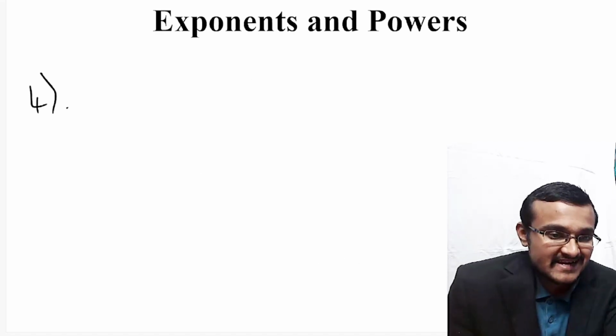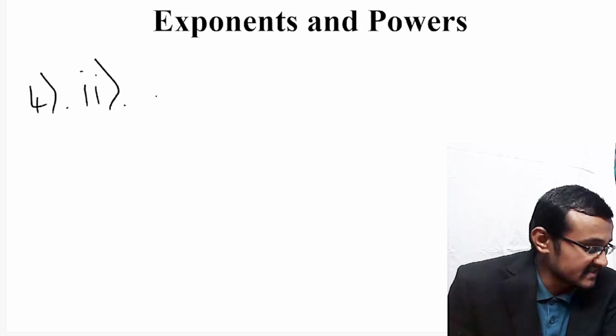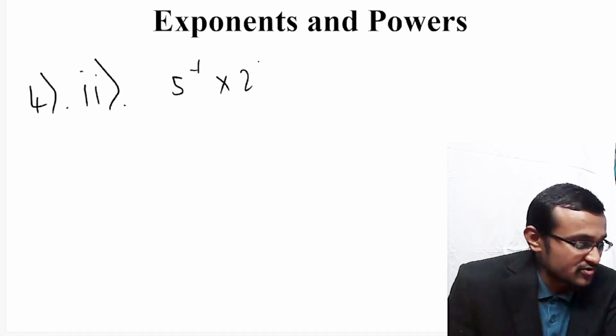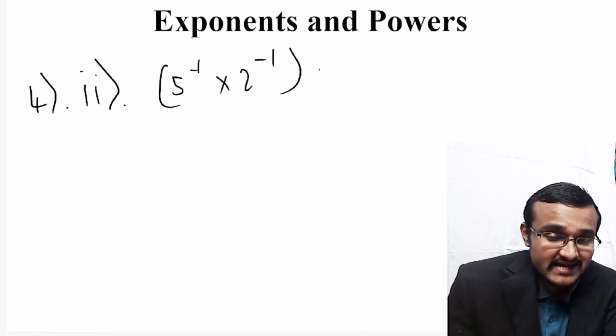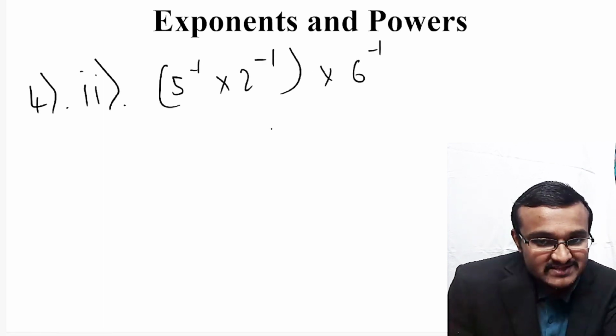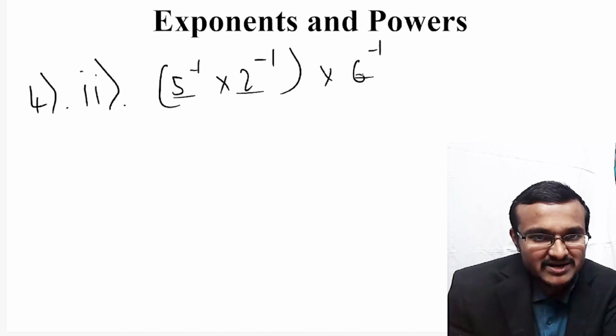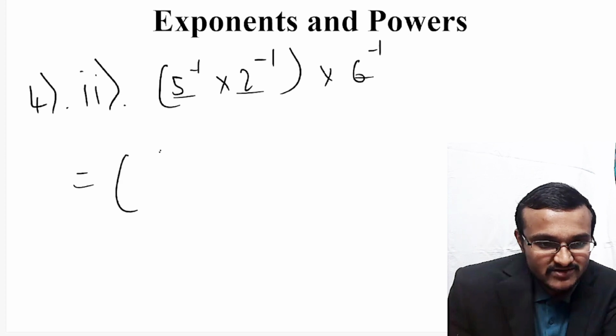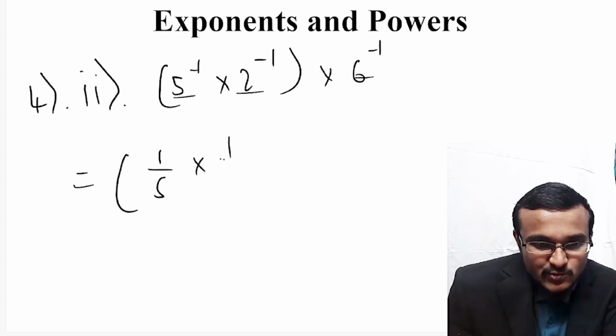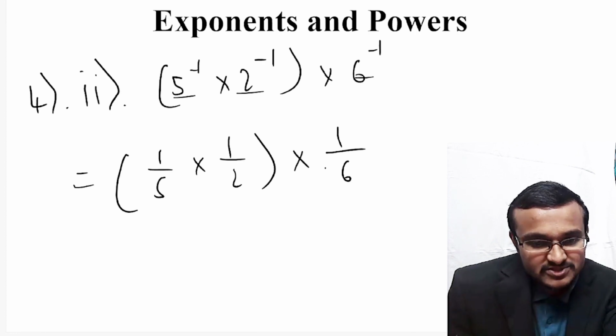Now coming to the second question in this fourth question, here they have given 5 power minus 1 into 2 power minus 1 inside the bracket, multiplied with 6 power minus 1. You can bring all these terms to the denominator, it will become plus 1. So it will be equal to 1 by 5 power 1 into 1 by 2 power 1, into 1 by 6 power 1 outside.